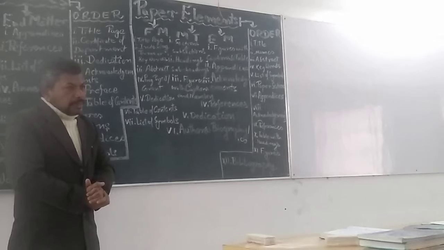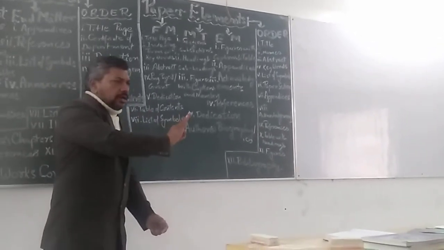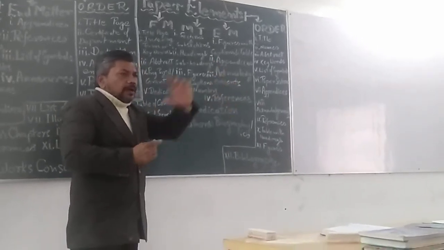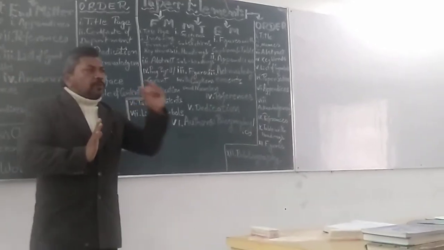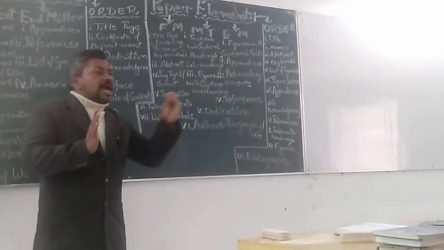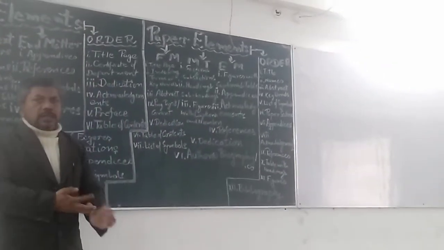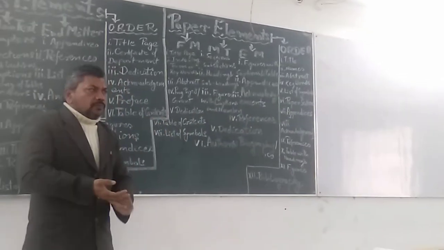For example, one guideline is MLA, that is Modern Language Association of America. There is another guideline for getting your research paper published, that is PMLA, Publications of the Modern Language Association of America. Then there is another format that is known as APA.